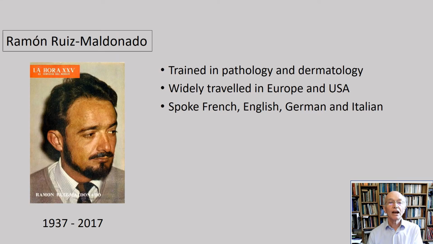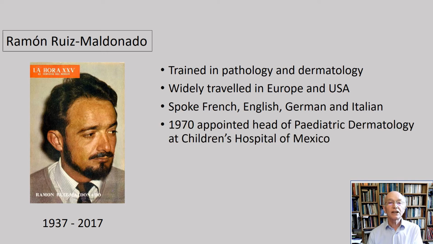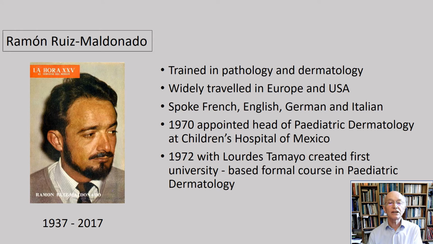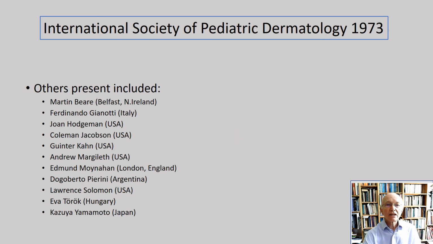A little more about Ruiz Maldonado. He had a background in pathology and dermatology, was widely travelled and fluent in several languages. In 1970, he'd been appointed head of Paediatric Dermatology at the National Children's Hospital of Mexico in Mexico City. And in 1972, with his colleague Lourdes Tamayo, he had created the first university-based formal course in paediatric dermatology. Here is a list of the other paediatric dermatology enthusiasts gathered at the San Angel Inn. I will pick out those who feature later in this talk.